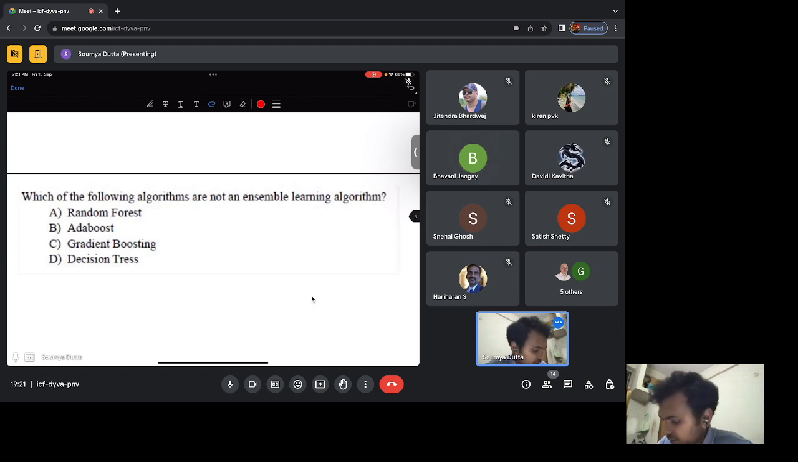Which of the following algorithms are not an ensemble learning algorithm? I of course couldn't hear you, so can somebody answer this? Decision tree, sir. Yes. Gradient boosting is something you have not been told about in this course. It's actually different, but it's slightly related to AdaBoost, and it is also an ensemble learning algorithm.